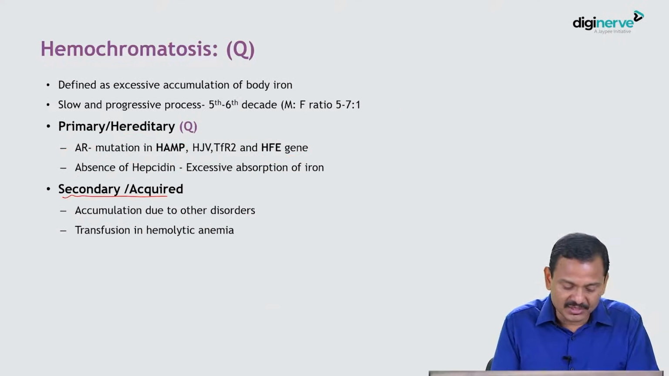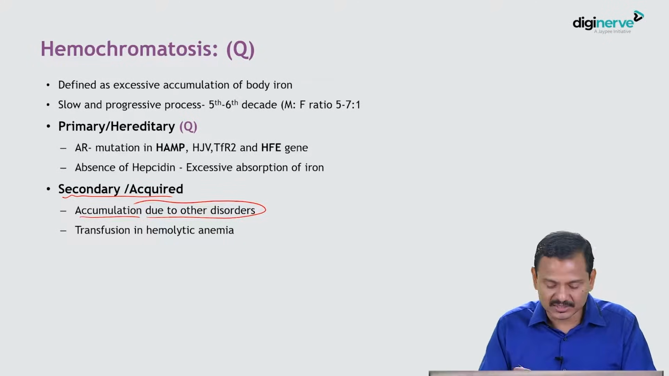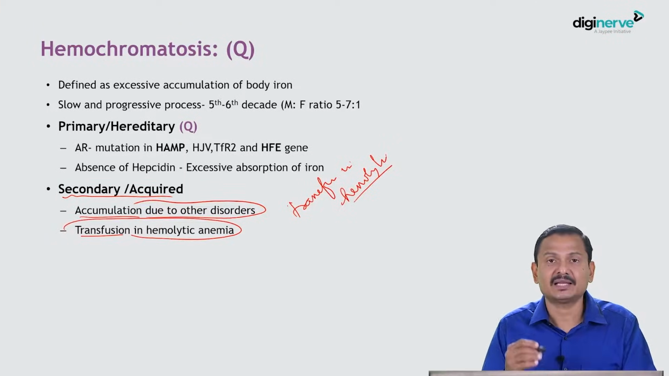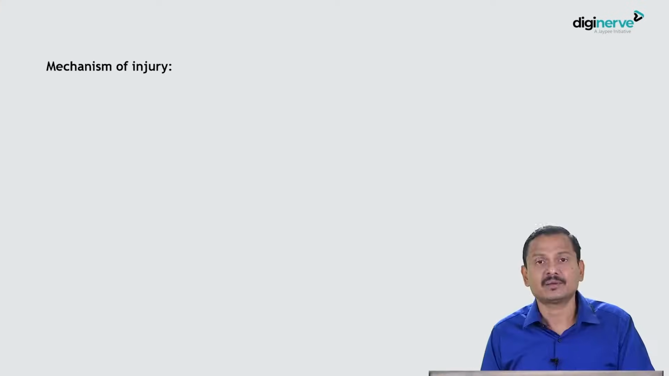Now the secondary or acquired form of hemochromatosis comes because of accumulation in other disorders, like you can say transfusion in hemolytic anemias. Okay, so if you give IV transfusions in hemolytic anemia, a time will come when excess iron will be deposited in all tissues like liver, bone marrow, as well as other organs. Okay, so that was about hemochromatosis.